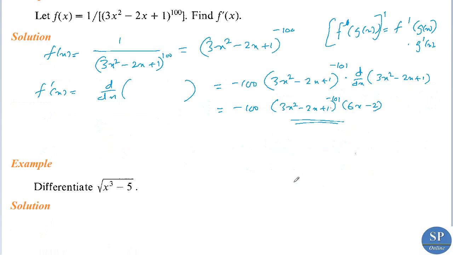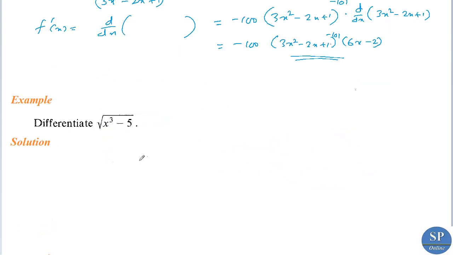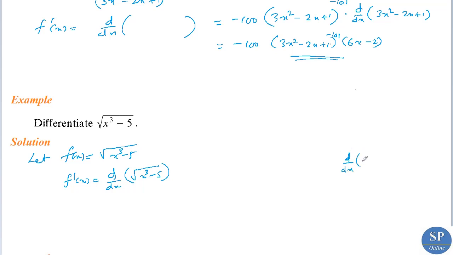Next question: differentiate square root of x cube minus 5. Here let f of x be square root of x cube minus 5. So the derivative f dash of x is equal to d by dx of square root of x cube minus 5. We know d by dx of root x is equal to 1 by 2 root x. So d by dx of square root of x cube minus 5 is equal to 1 by 2 square root of x cube minus 5 into d by dx of x cube minus 5. This is by chain rule.